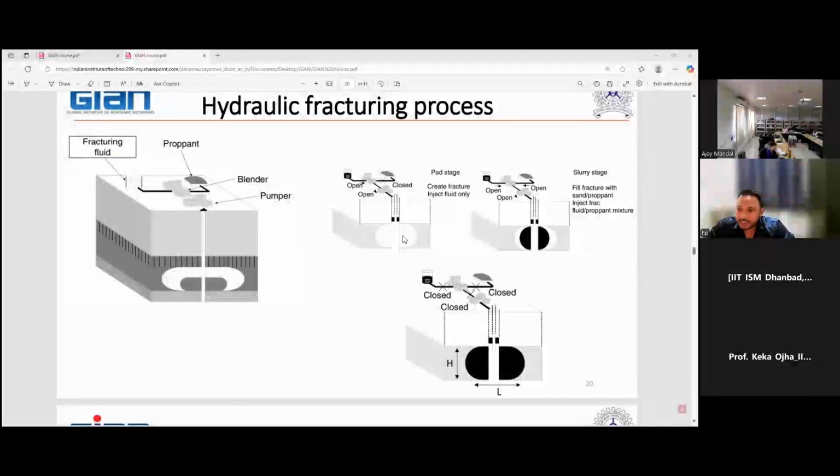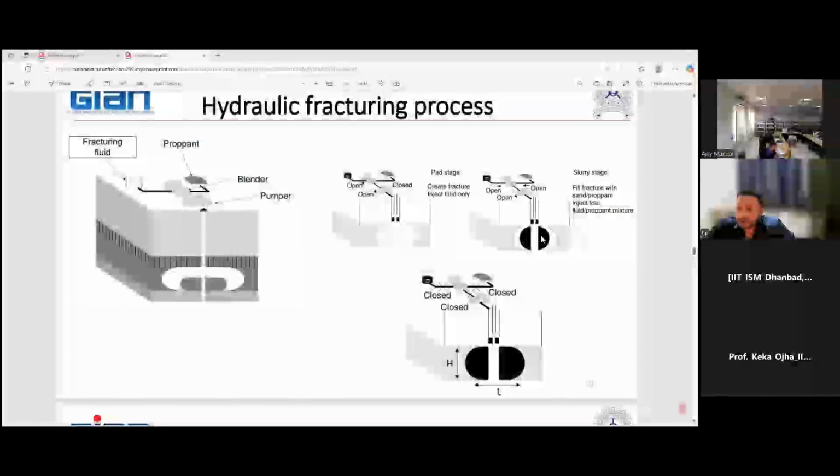Okay. Second stage, we open this sand pipe as well as this water pipe, and they are mixing together plus some chemicals, and they are being pumped together. And this is called the slurry stage. Okay, slurry.